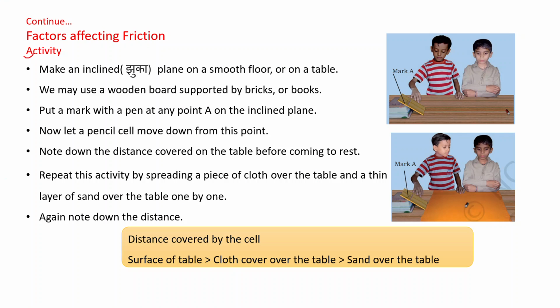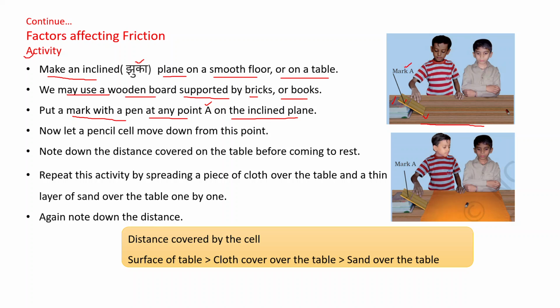Now one more activity. Make an inclined plane on a smooth floor or on a table. We may use a wooden board supported by bricks or books. You can see this diagram. This is one table, this is a wooden board, and with the help of these books, we make it inclined. Okay. Put a mark with a pen at any point A on the inclined plane. Now this is the mark.